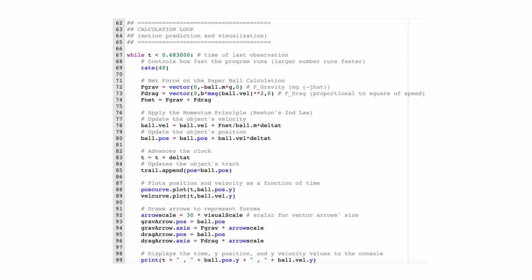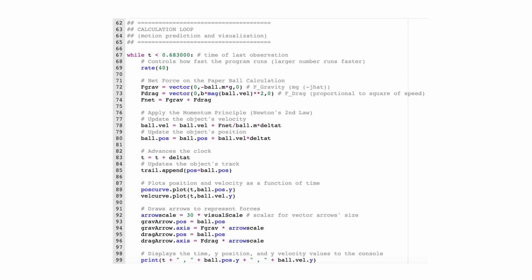Fnet is set to equal the sum of the effective gravity and drag, where drag is set to 0 in Model 1. The force of gravity is calculated by multiplying the mass of the ball by g, the magnitude of acceleration due to gravity near the Earth's surface, or 9.8 meters per second squared. The force of drag is calculated by multiplying the proportionality constant b with the magnitude of the ball's velocity squared as stated earlier.